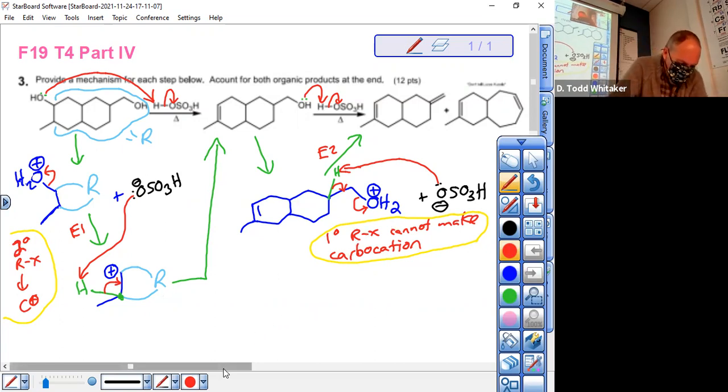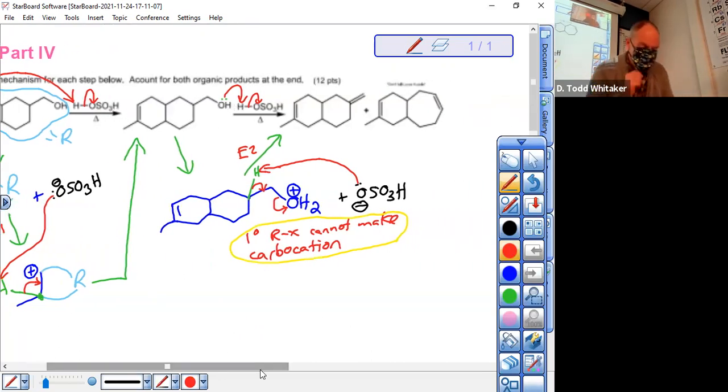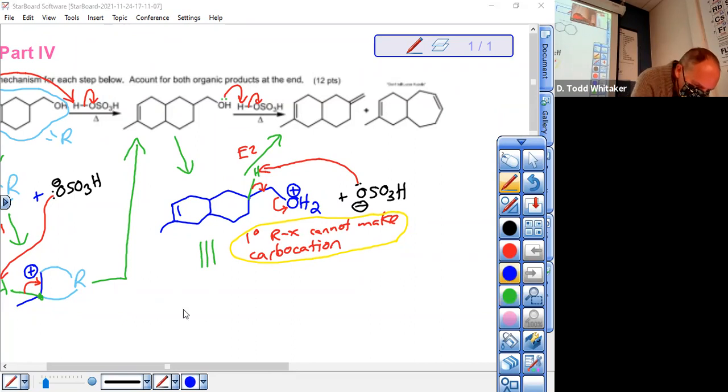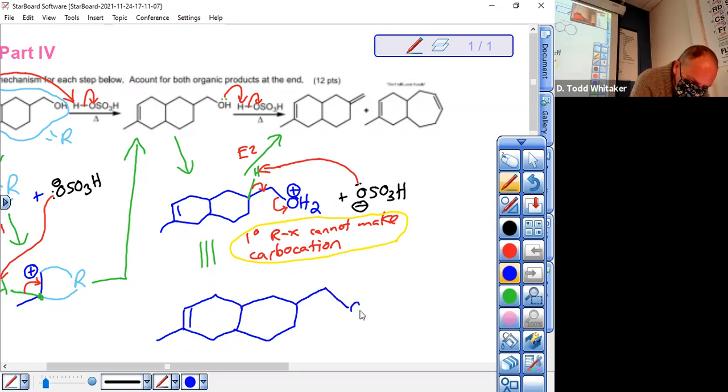And now the dilemma is this last product, which must somehow come from the same start. Must somehow come from this. And you're not allowed to draw a primary carbocation as per my edict in class. So what are we going to do? If you did this, it would make a carbocation, right? Yeah.